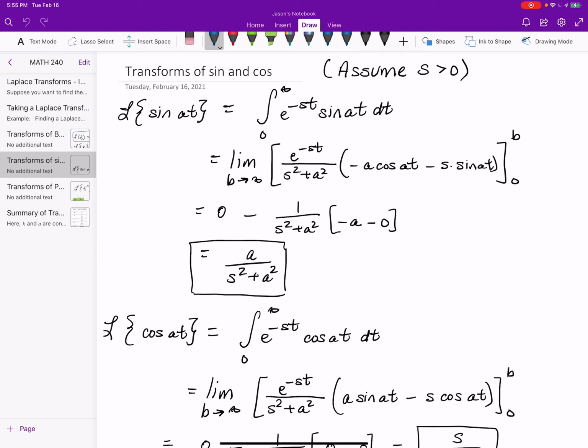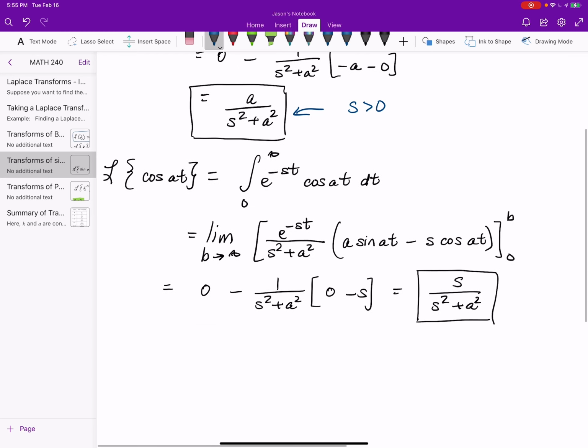And you go through, and the Laplace transform of sine of at is a over s squared plus a squared. This again assumes that s is greater than 0. Oh, I do have it written at the top. Okay, and the Laplace transform of cosine is s over s squared plus a squared. So notice, they're very similar to each other, which, based on our experiences with sine and cosine in this course so far, shouldn't be a surprise.